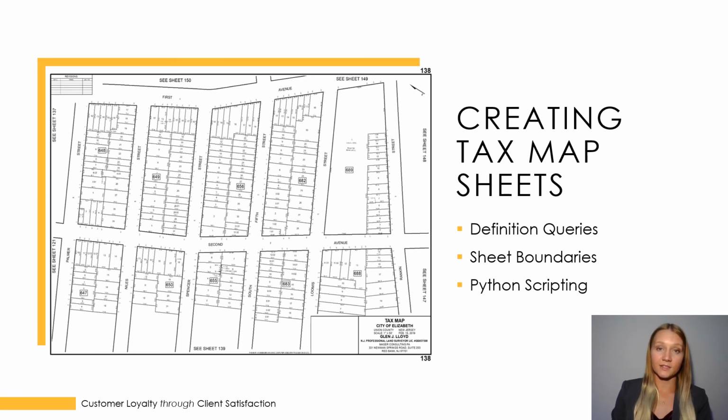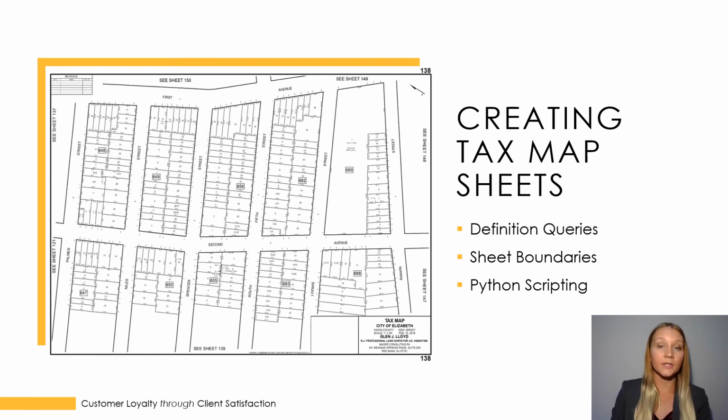Creating the tax map sheets. The image to the left is a final tax map sheet that I created for the City of Elizabeth, and this is what the final sheets look like. There are 234 sheets, plus an index sheet and 6 key sheets, and each sheet had its own MXD.